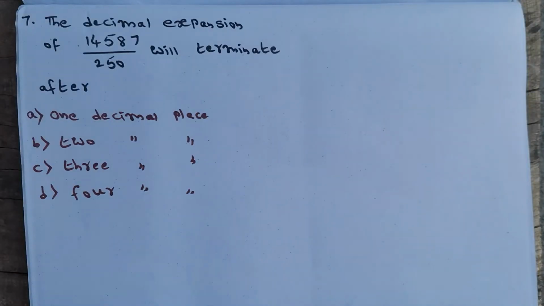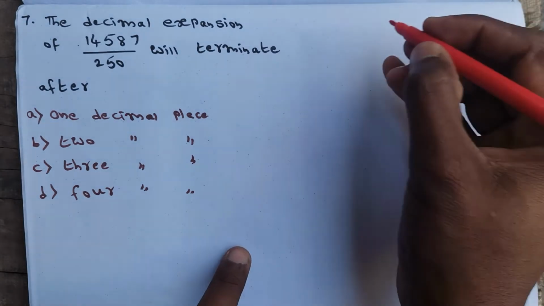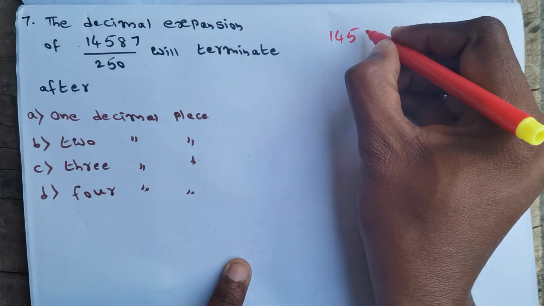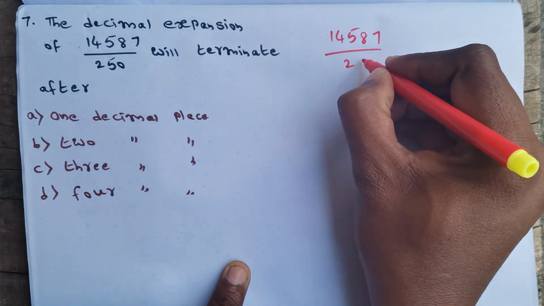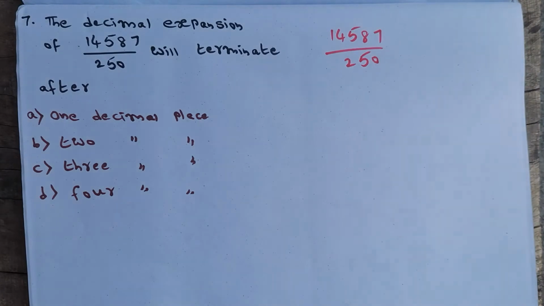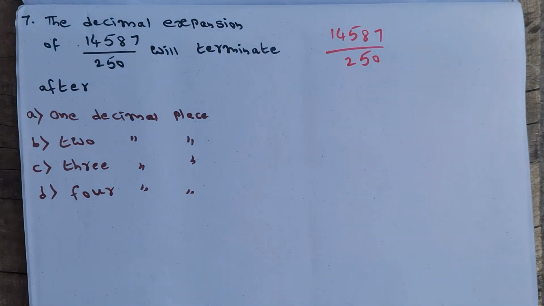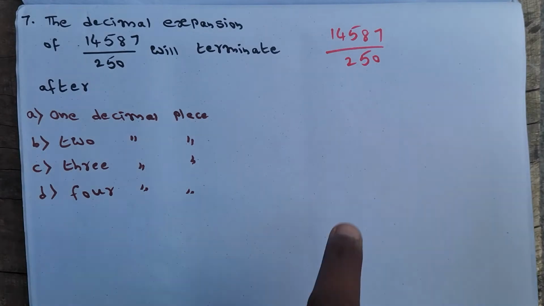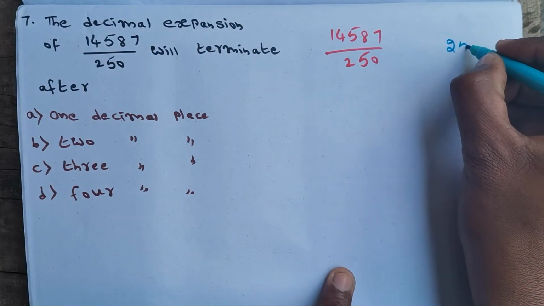Question number 7. The decimal expansion of 14,587 divided by 250 will terminate after how many decimal places? He gave options like 1, 2, 3, 4. Okay, let us check now. 14,587 divided by 250. So whenever he is asking this kind of question, after how many decimal places it is going to terminate, just focus on the denominator. Here the denominator is 250.